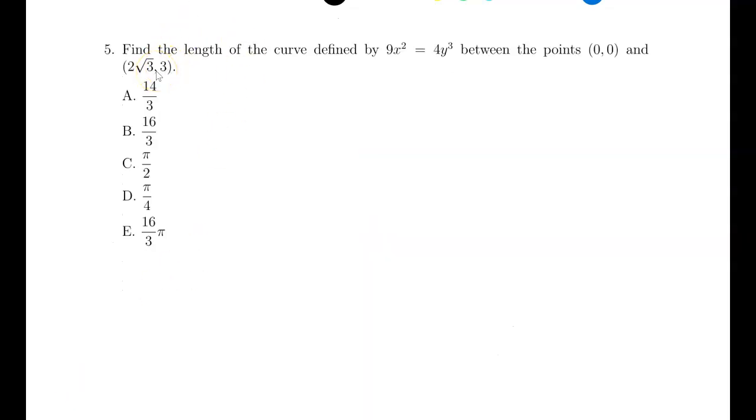So for number 5, we are to find the length of the curve defined by the given equation here, 9x squared equal to 4x cubed, between the points (0, 0) and (2 square root of 3, 3). So you're given here the ordered pair. Now in this case, we are given an implicit function. So that means we're just going to use implicit differentiation to solve for the arc length.